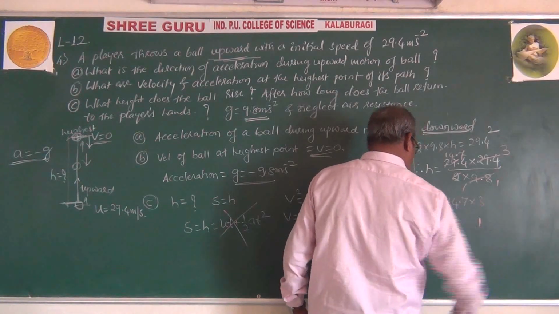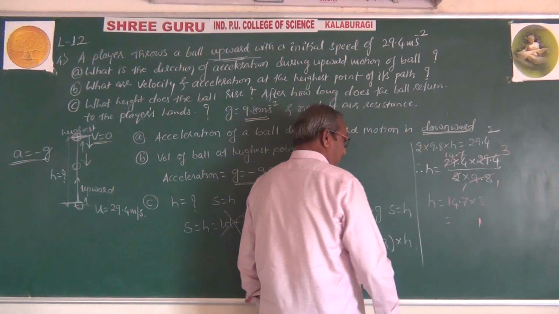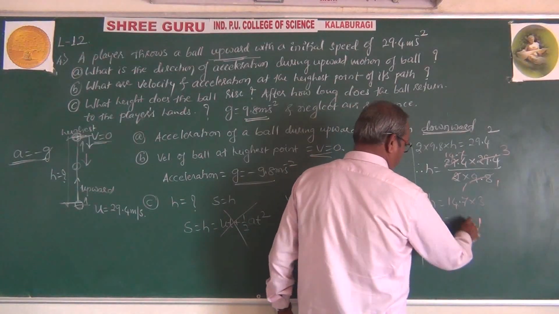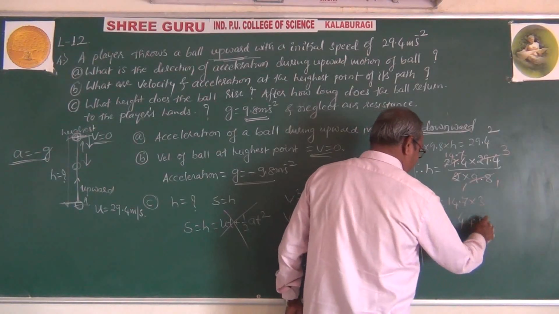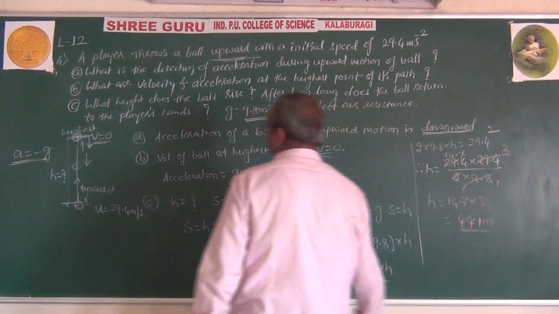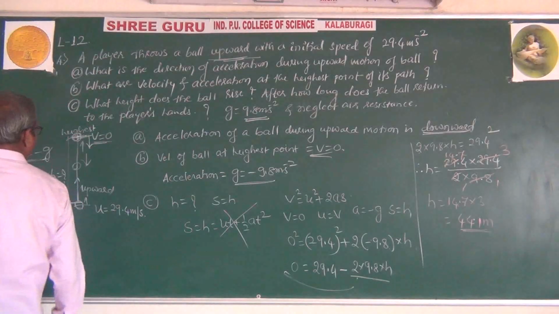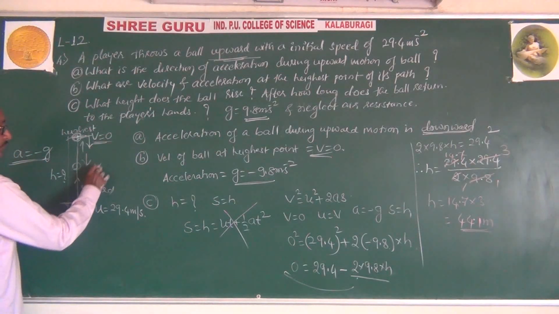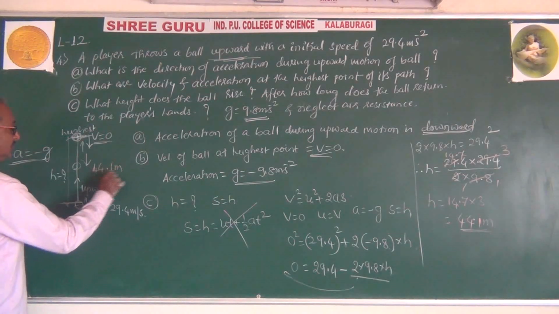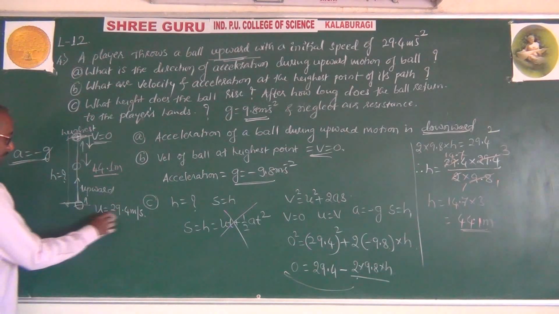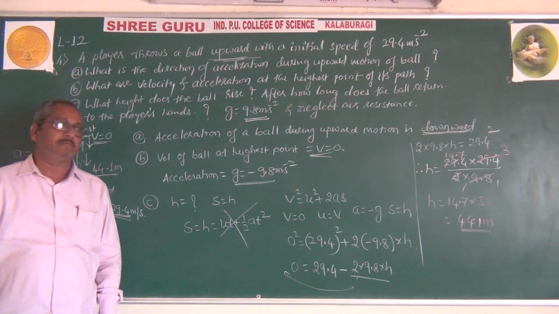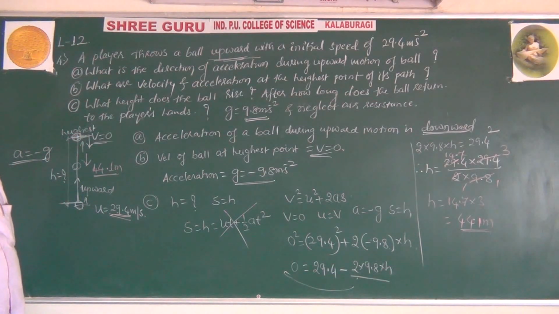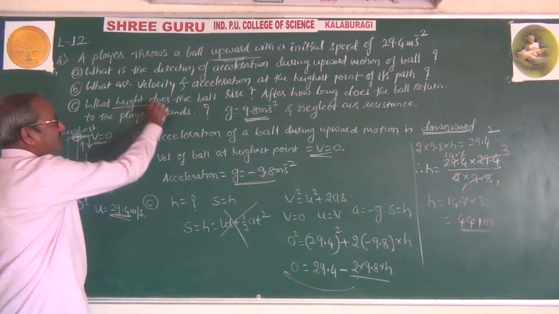3 7 jar 21, carry 2. 3 4 jar 12, 12 plus 2 14, carry 1, 3 plus 1 4. After this is the maximum height. How much height did you get? Height equal to 44.1 meter. So that means whenever the body is thrown up with this speed, it reaches 44.1 meter height. That is what we got.